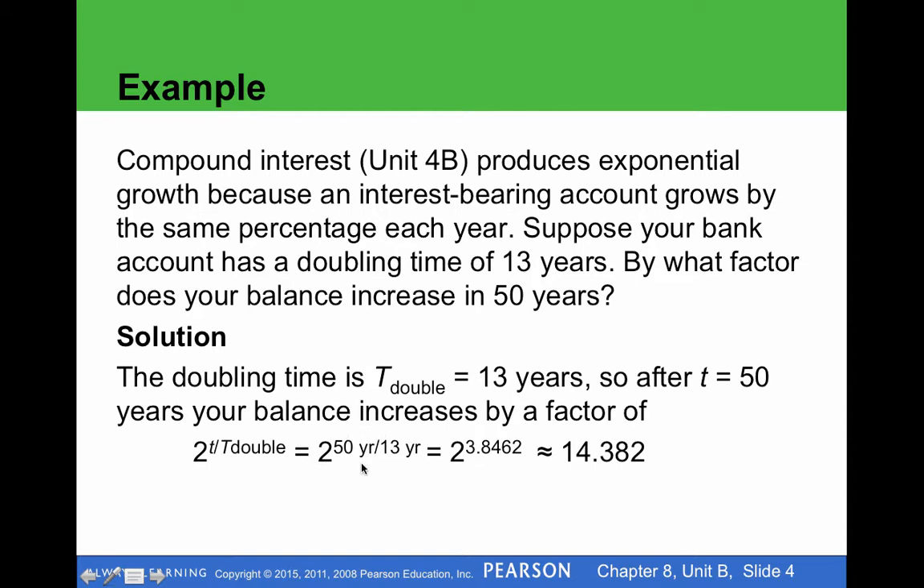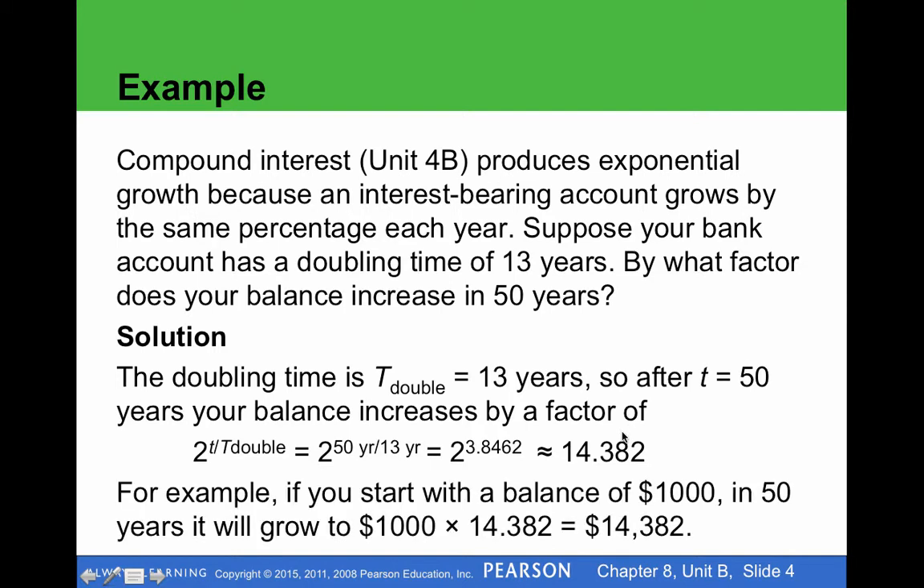So in 50 years, if we divide that by the amount of time that it takes to double, it will go through 3.8462 doubling times. So 2 to the 3.8462, it will grow by a factor of 14.382. So if we started with a balance of 1,000 in 50 years, we would take 1,000 times 2 to the 50 over 13, which we found was 14.382, and we would have $14,382.